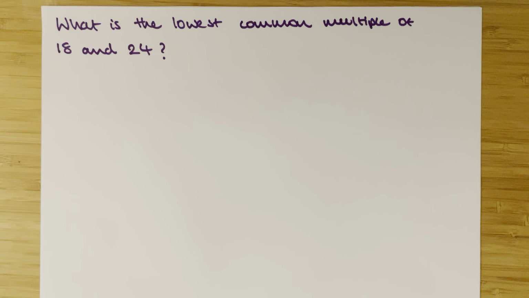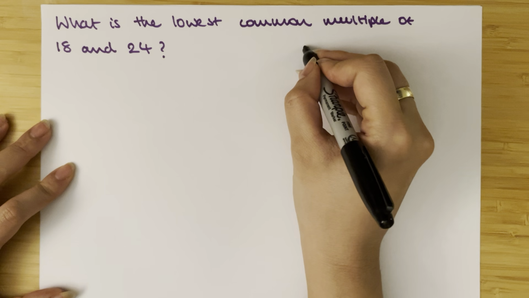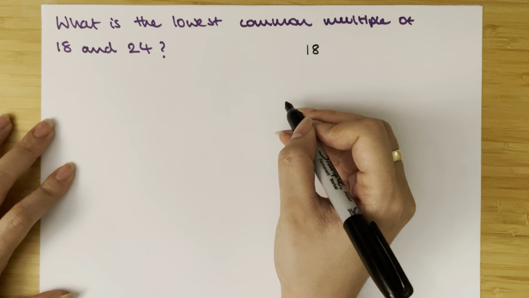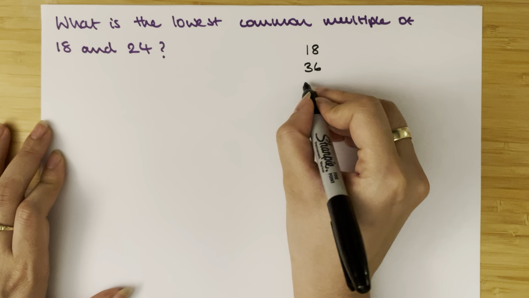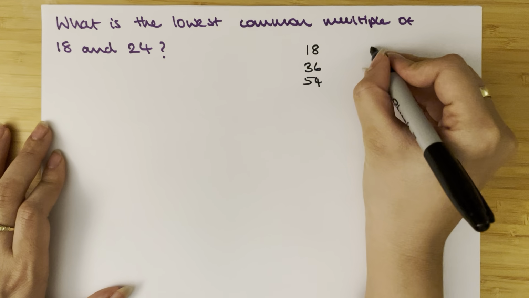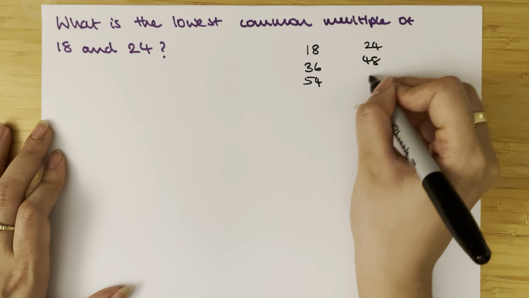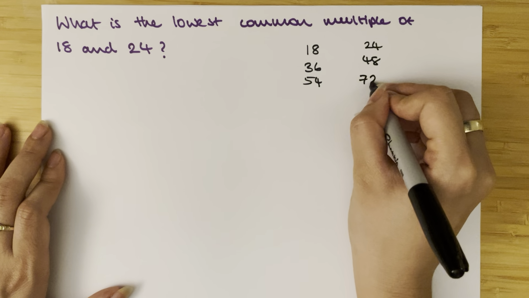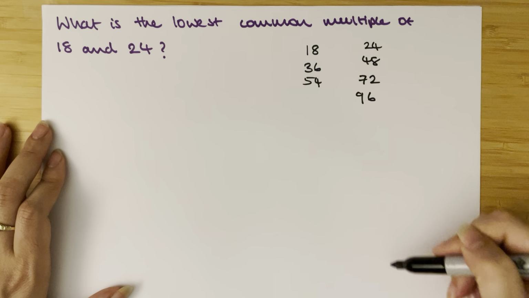Alright, so the question is, what is the lowest common multiple of 18 and 24? Right, so the lowest common multiple is where, if you're writing out the 18 times table, so 18, 36, 54, you carry on going, and you do the same with 24, 24, 48, 72, 96, and you keep on going.